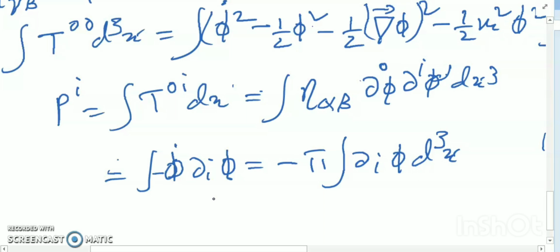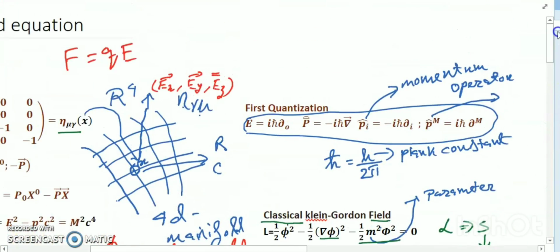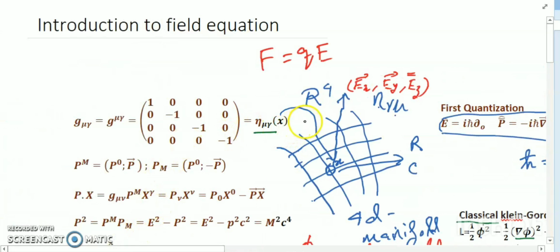So I hope, friends, I could explain a little about Klein-Gordon field equations. This is very important for quantum field theory. So what is quantum field theory? Quantum field theory is where gravitation is not present. Here the electromagnetic field is present, and strong and weak interactions are present.